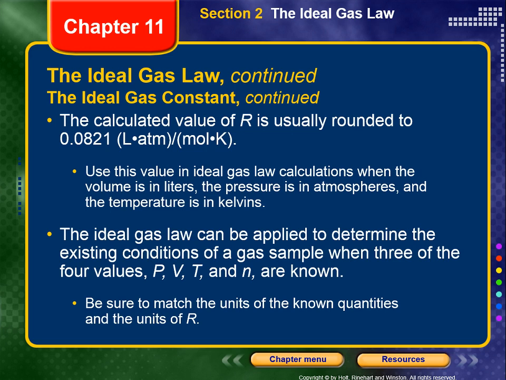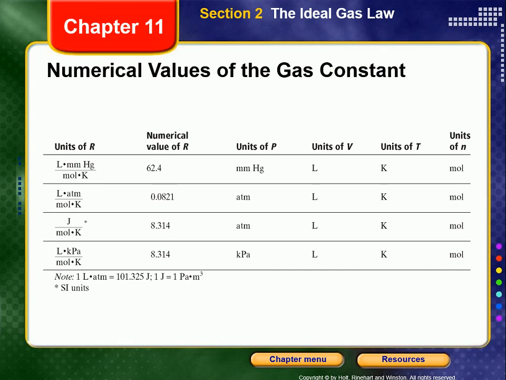The ideal gas law can be applied to determine the existing conditions of a gas sample when 3 of the 4 values are known, right? Pressure, volume, temperature, and number of moles. But always, with regard to the ideal gas constant, be sure to match the units of the known quantities and the units of R. And if the units of R don't match the units that you're plugging into the equation, do a simple conversion to make it so that whatever value and unit you're plugging into your equation matches the units for R, right? And here are some different values for R, considering different units for pressure, volume, temperature, and N.